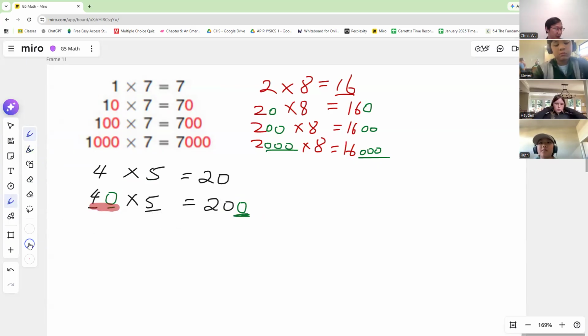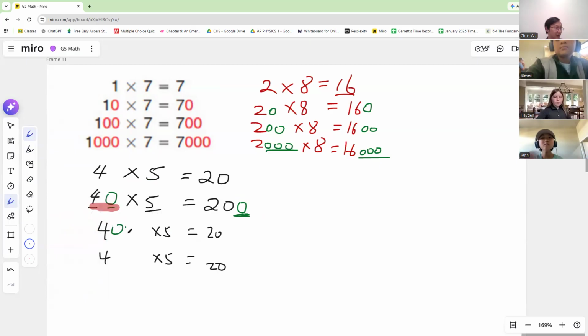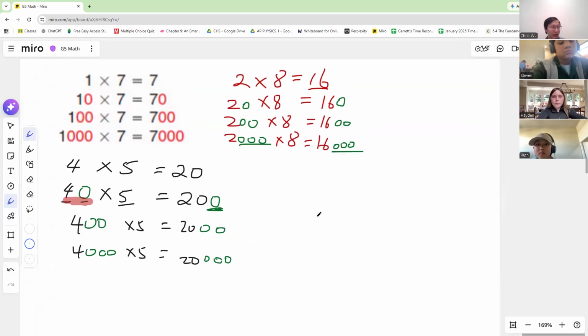Okay, so similarly, if I have 4 times 5, let me just write it out a little bit more. 4 times 5 is equal to, say, 20. So let's say if I have 2 zeros here, I'm going to add 2 zeros here. If I have 3 zeros here, 3 zeros here as well. Right, so that's that.